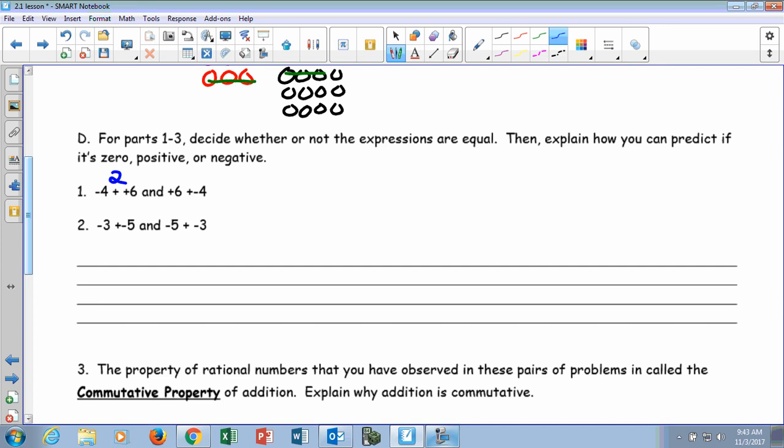What happens when I add a negative 4 to a positive 6? Same number, right? All we did is basically took these two numbers and flip-flopped them, right? What about the other one? If I take negative 3 plus negative 5, negative 8, what if I change the order? Yeah, the same thing, right? So these are equal. So the expressions are equal.